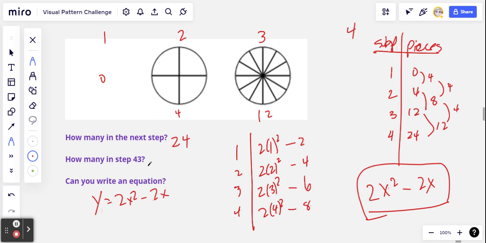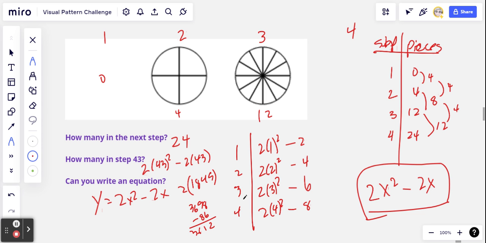Okay, so now to calculate the number in step 43, we would multiply 43 squared by 2 and then subtract 2 times 43. And let's see, 43 squared is 1849. You multiply that by 2, you get 3698. And let's see, 2 times 43 is 86, so minus 86. So what you're going to get here is 3612. So 3,612 pieces that the circle is cut into. Those would be some pretty small pieces.